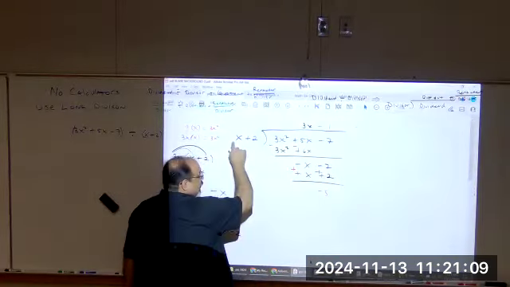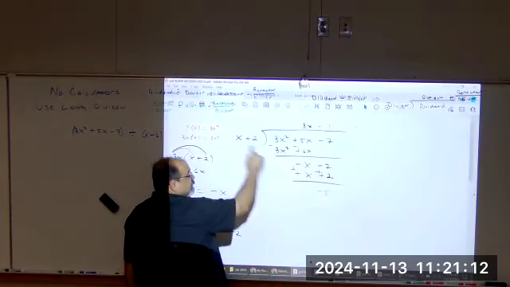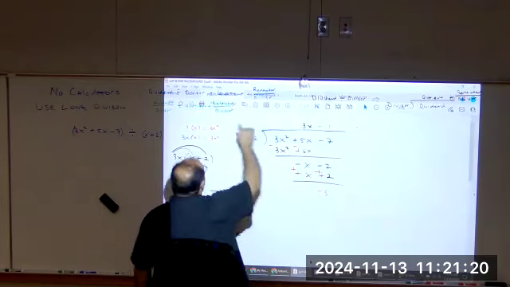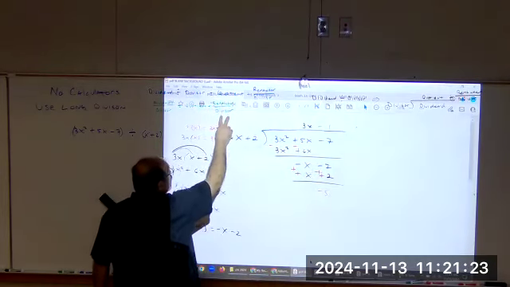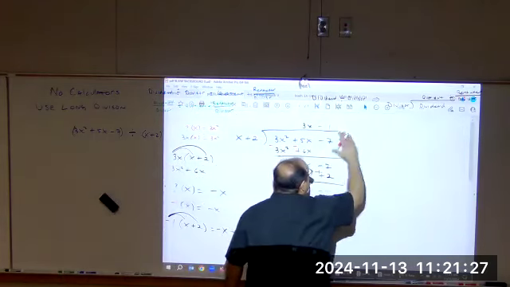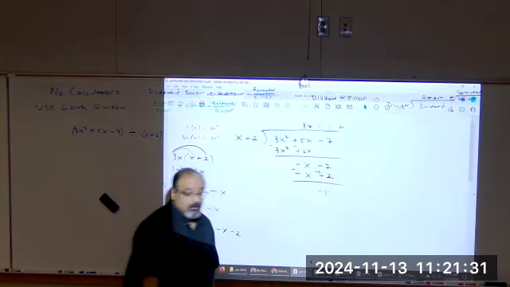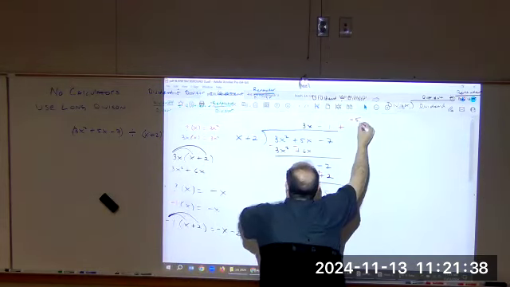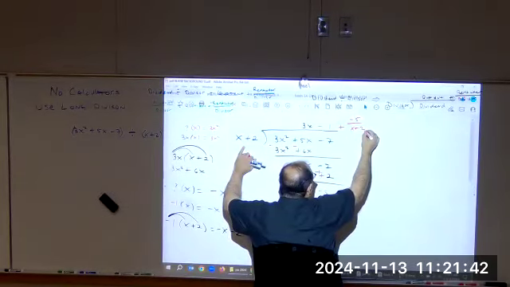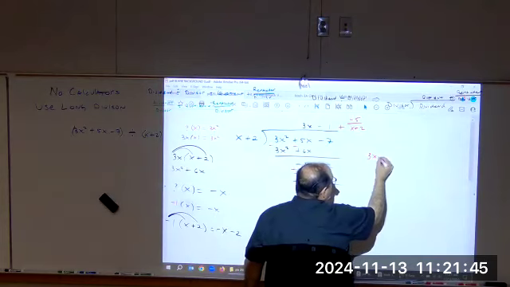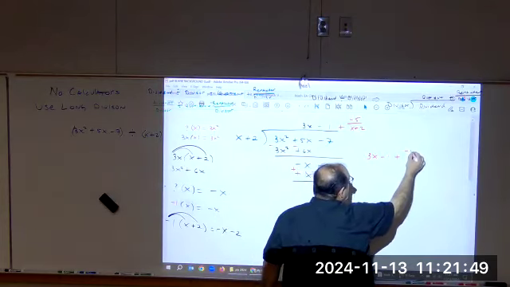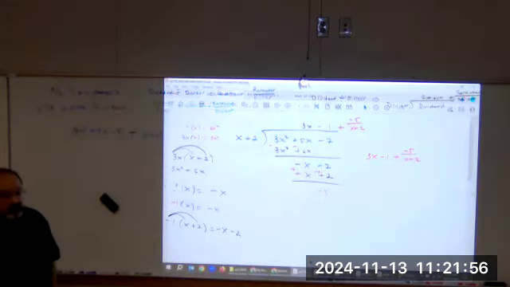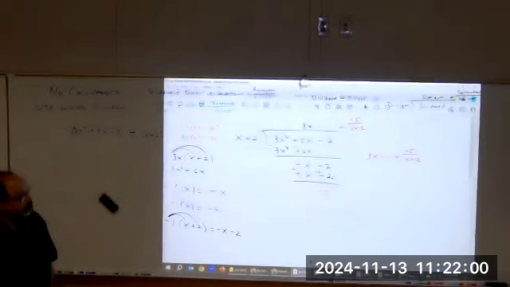X does not go into negative 5, because anything you multiply times an x is going to have an x in it, and you can't take an x away from a constant. So that's the remainder. So we write the quotient plus the remainder over the divisor. So plus, plus, plus, always plus. That way you don't mess up the sign. Just always use a plus. The remainder is a negative 5 over the divisor of x plus 2. So this is 3x minus 1 plus negative 5 over x plus 2. Without that plus, it's a multiplication problem. So you have to put the plus. And that's long division.